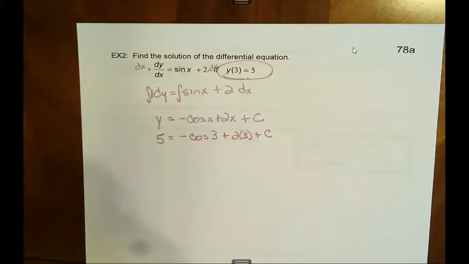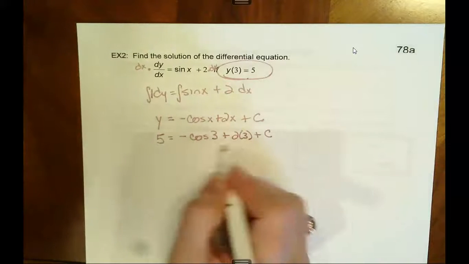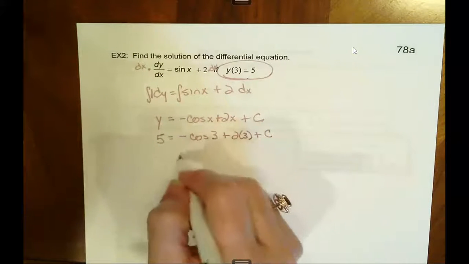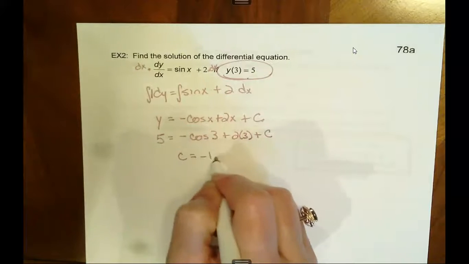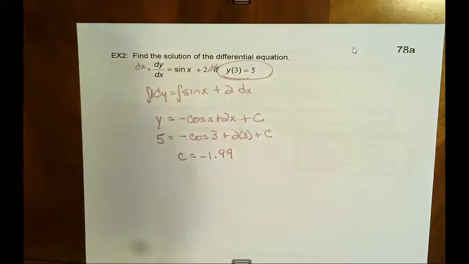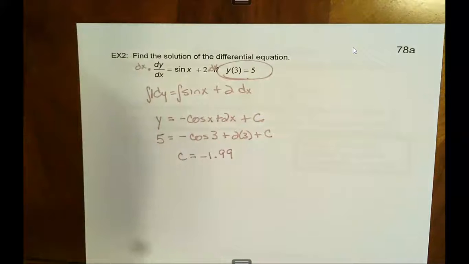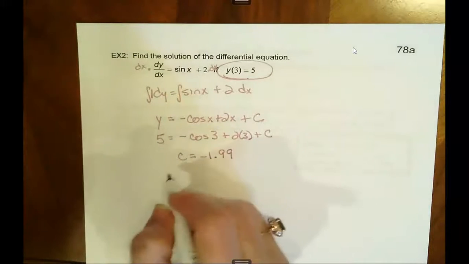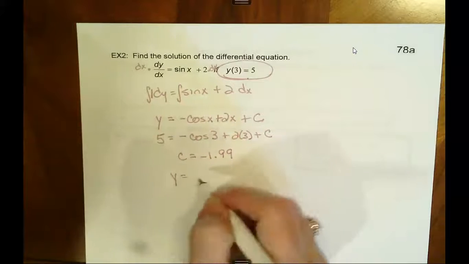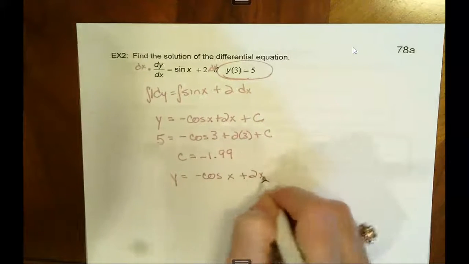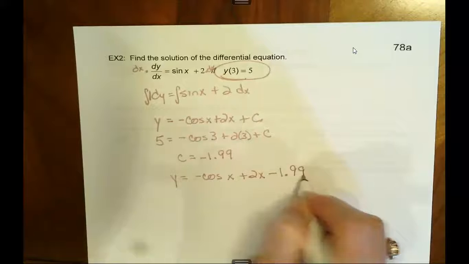And we can't really solve that without a calculator. I'm going to go ahead and just tell you, if you type all this stuff into the calculator and move it all over, c equals negative 1.99. You're going to need a calculator for that. And be sure you're in radians when you plug that in. And so if c is negative 1.99, then my equation would be y equals negative cosine x plus 2x minus 1.99.